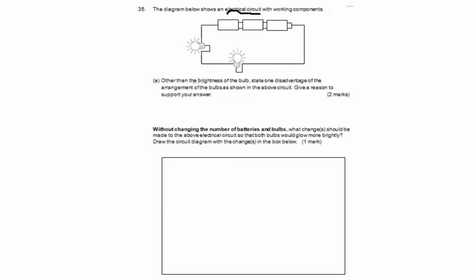Okay, now they say other than the brightness of the bulb, so don't talk about the brightness of the bulb. State one disadvantage. Disadvantage means why is it bad to do this arrangement of bulbs? Now, ask yourself first, how are these bulbs being arranged? What kind of arrangement is it?